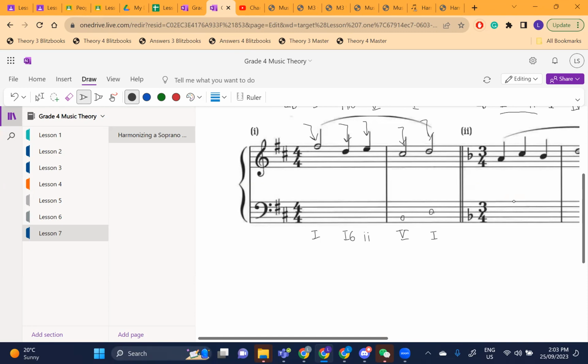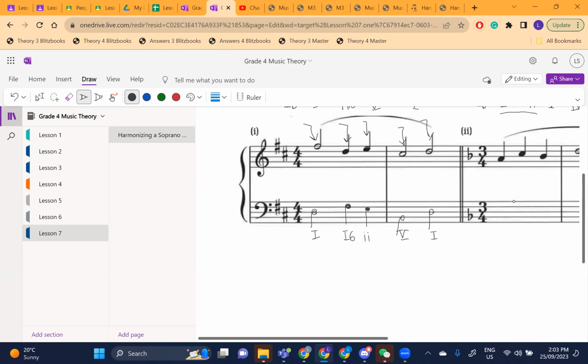A, D. So always write the bass line first. You always want to do the bass line first. Just do the bass line first.